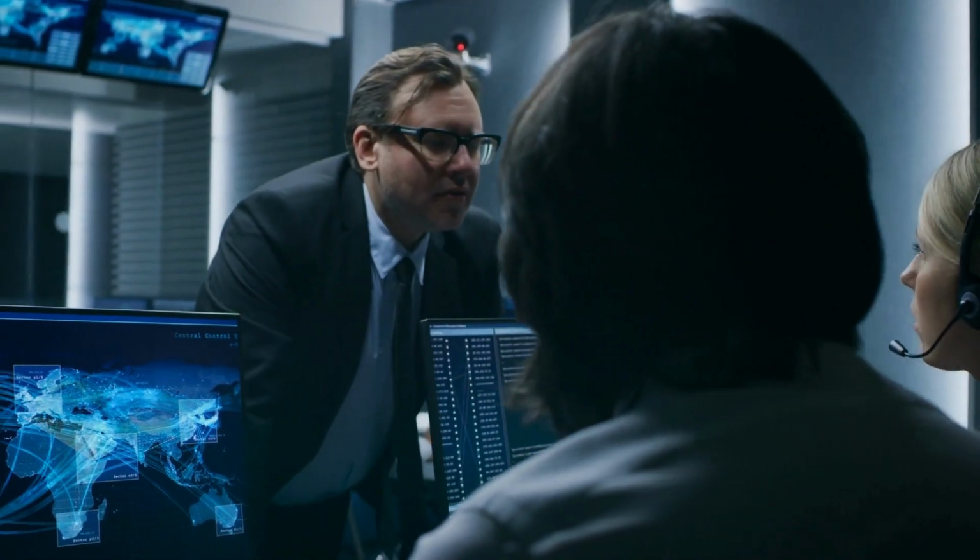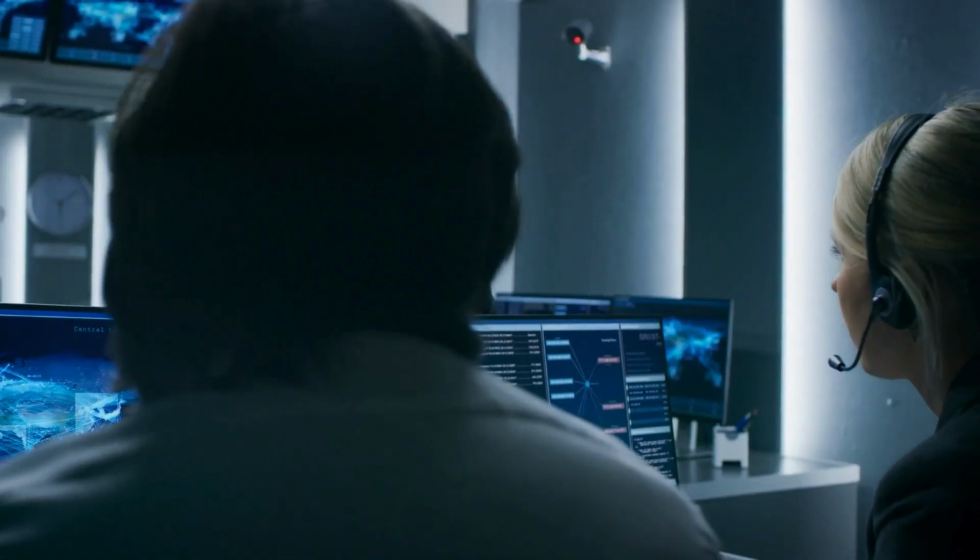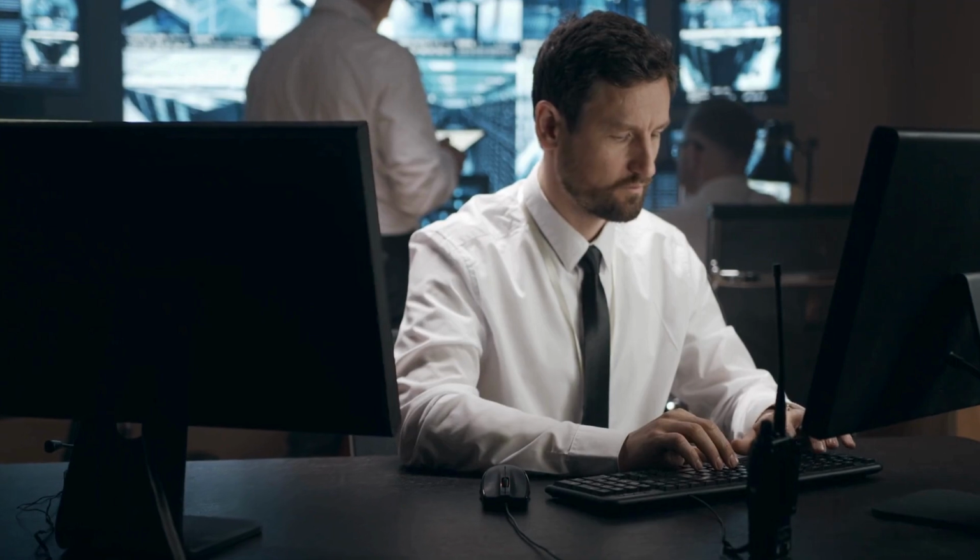Regular security audits. Regularly audit your website's security measures, including session management mechanisms and cookie handling practices, to identify and address any potential vulnerabilities or misconfigurations that could be exploited by attackers.